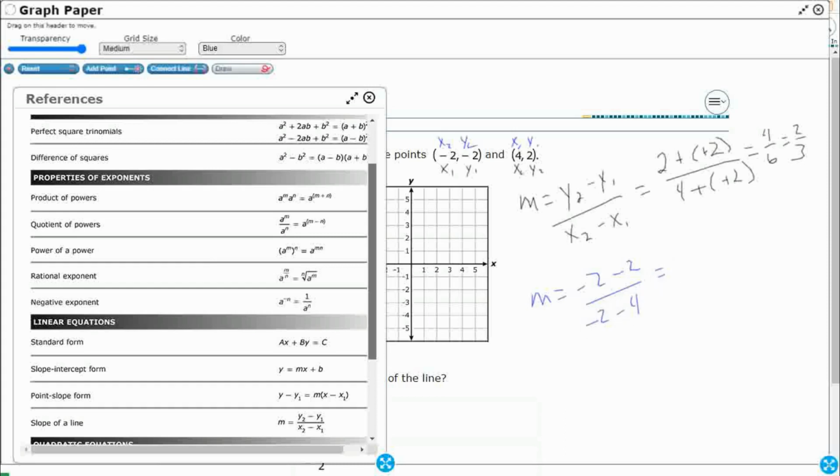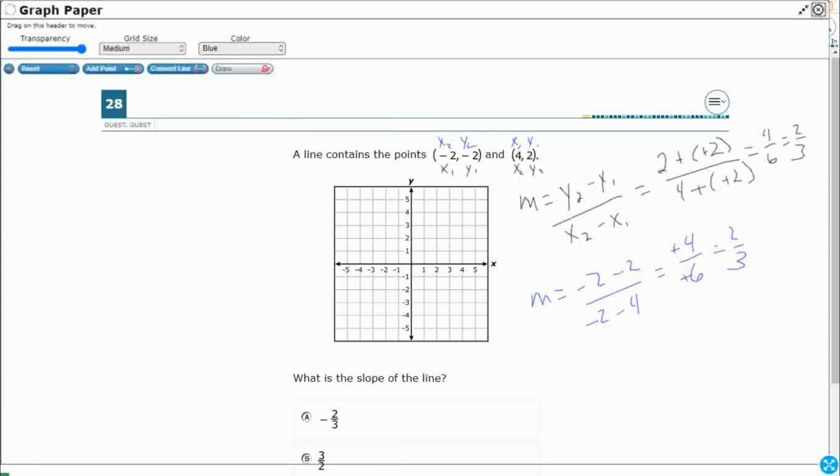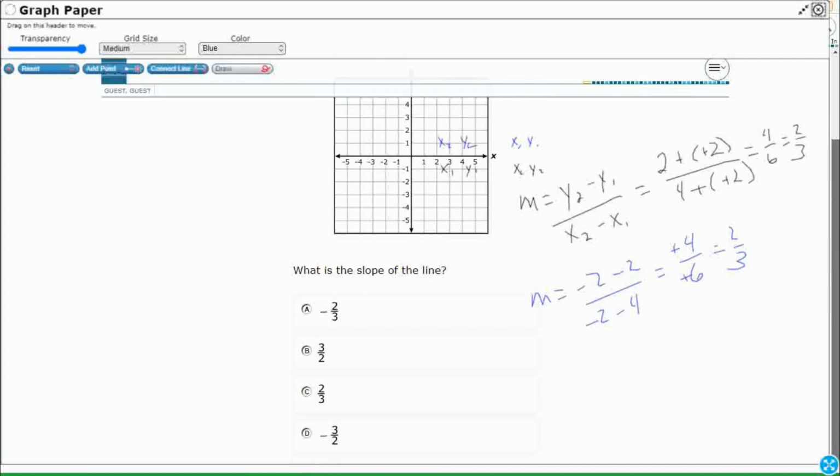Okay, so now I've just got negative 4 over negative 6. So it ends up being the same thing, right? Two negatives make a positive, 2/3. So it doesn't really matter which way you do it. It's still going to end up being 2/3. So my answer here is going to be C.